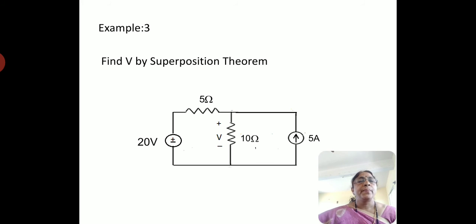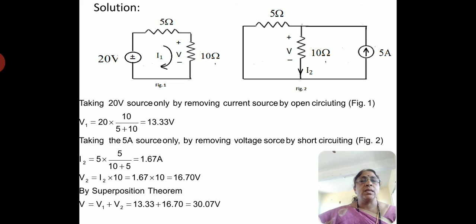So you could substitute directly into the expression, but here one is a voltage source and the other is a current source. So it is better to analyze by reducing one source at a time. Let us see the solution.